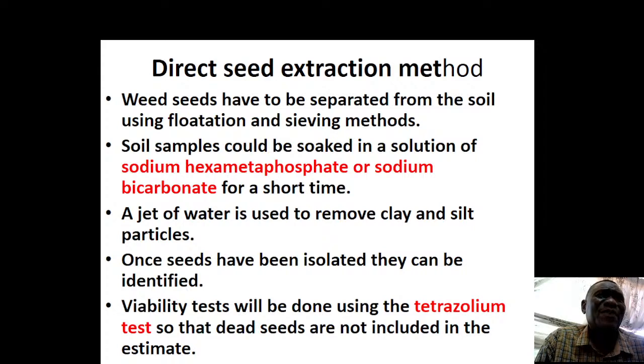Once seeds have been isolated, they can be identified. So you should be able to identify the weed seeds to their species level, which can also be difficult. Viability tests will also be done using the tetrazolium tests to determine whether the seeds are alive or dead.